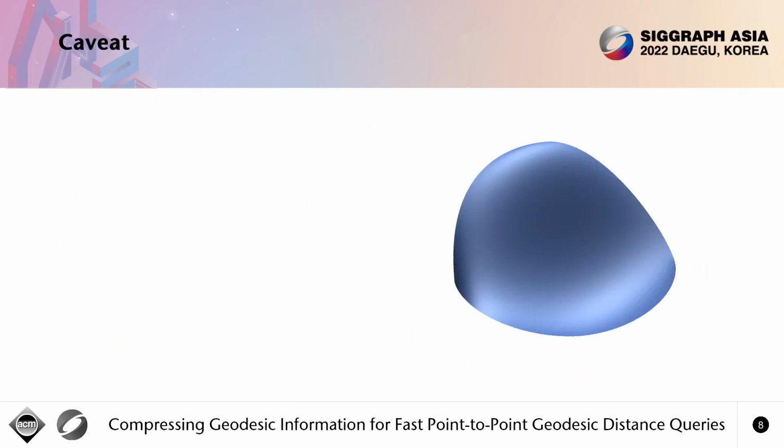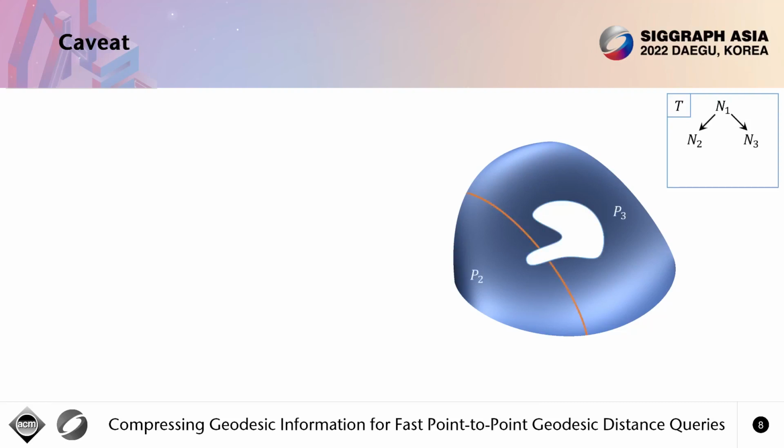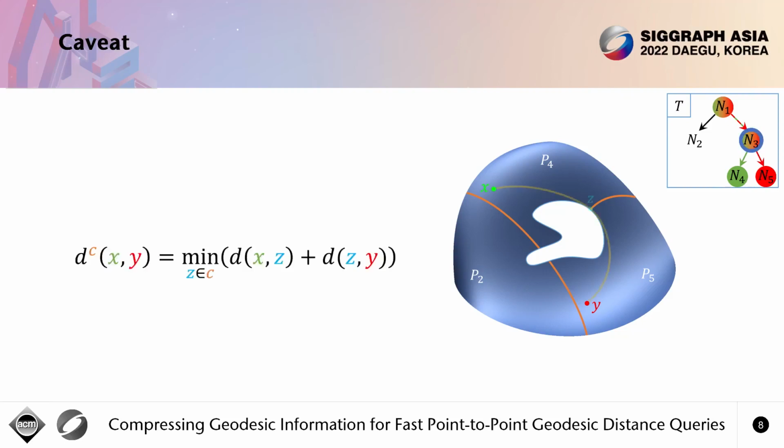There's just one caveat. If our surface has holes, like this one, it may happen that this method doesn't work. For example, if we separate this surface first by this separator curve into parts P2 and P3, and then patch P3 into these patches P4 and P5, and now have a point x in P4 and y in P5, then the least common ancestor node of the leaf patches is, in this case, n3. And if we look at the length of the shortest path through the corresponding separator, then it's the length of this yellow path, and that is not the globally shortest path between x and y.